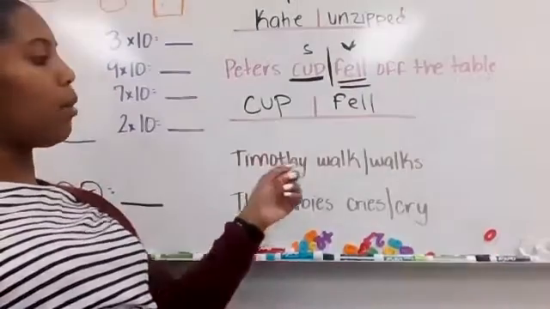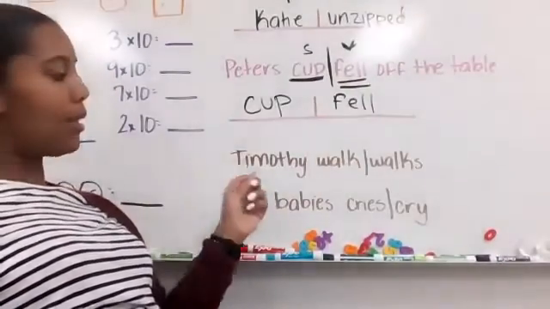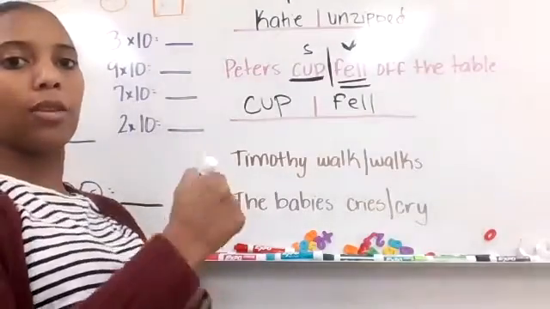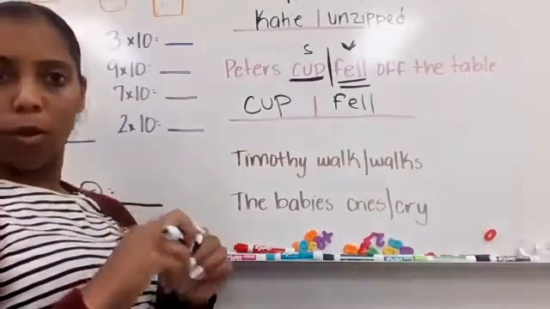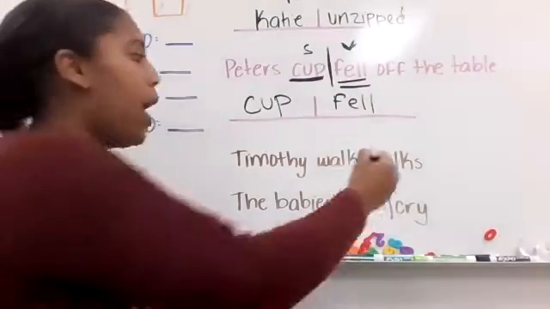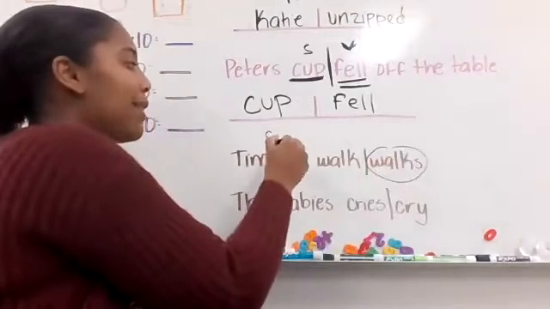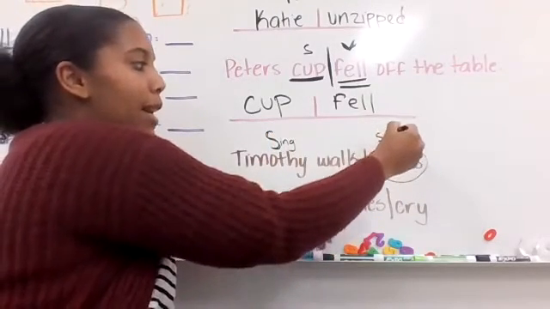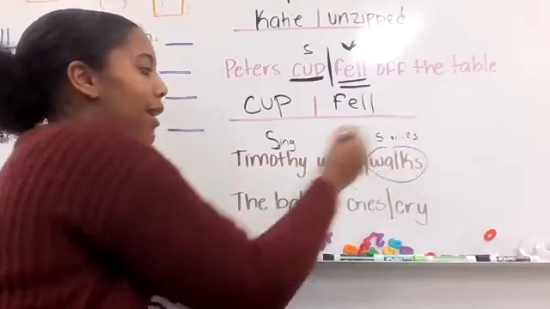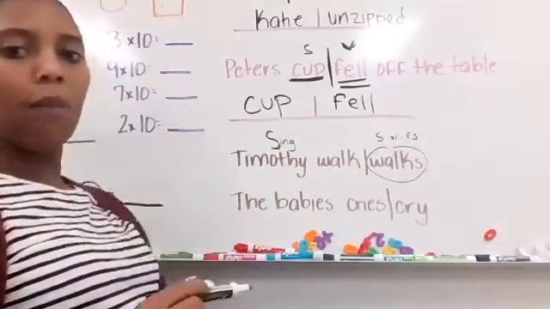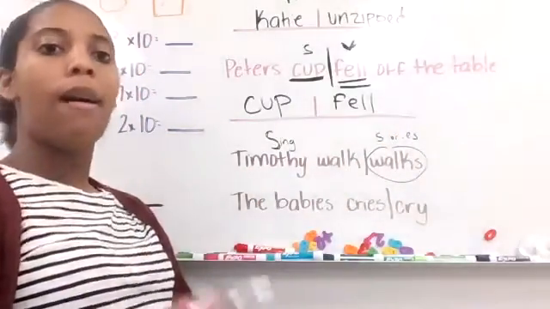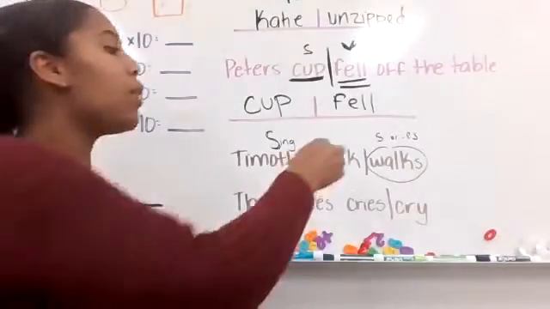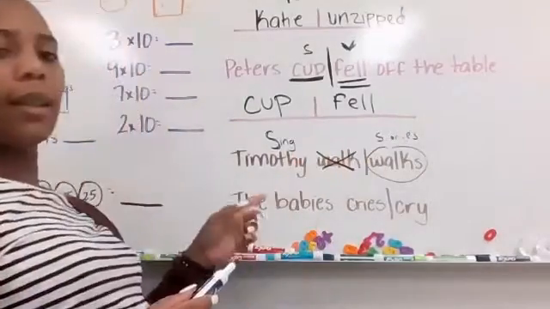So I have Timothy walk or walks. Which one makes more sense? Walks. Remember, if your subject is singular, meaning it's one person, your verb has to have S or ES at the end. Timothy walks home. If I was trying to say Timothy walk home, that doesn't make sense. Timothy walks home.